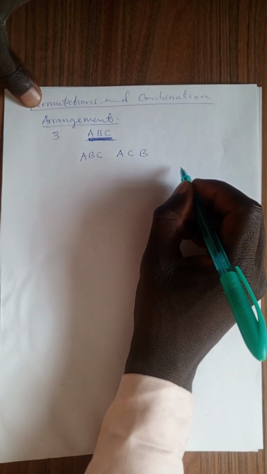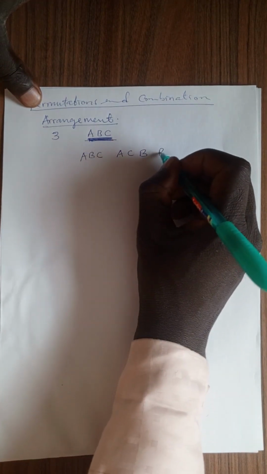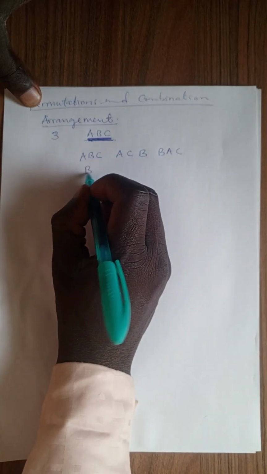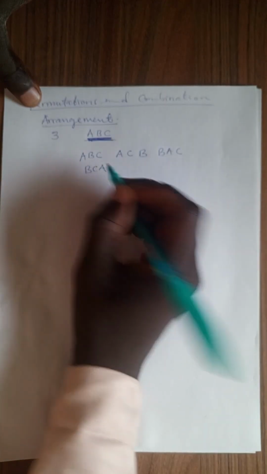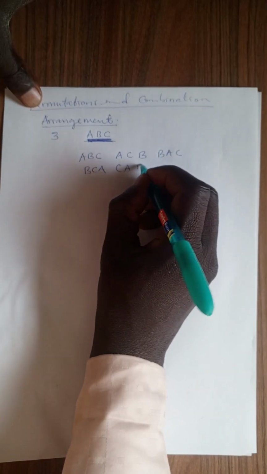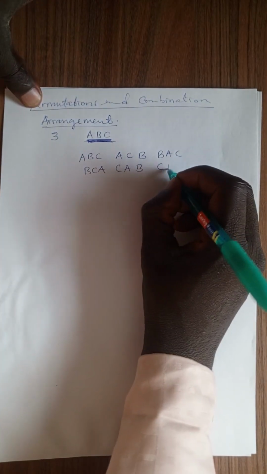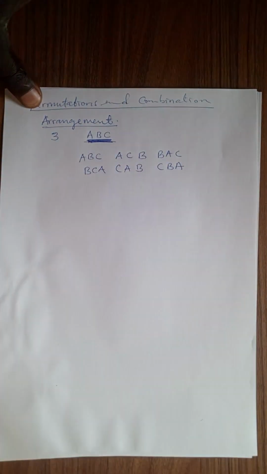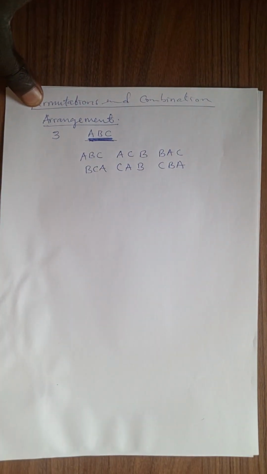Another different arrangement can be B, A, C. Another arrangement can be B, C, A. Another arrangement can be C, A, B, and then C, B, A. These are 6 different arrangements, and there is no 7th.